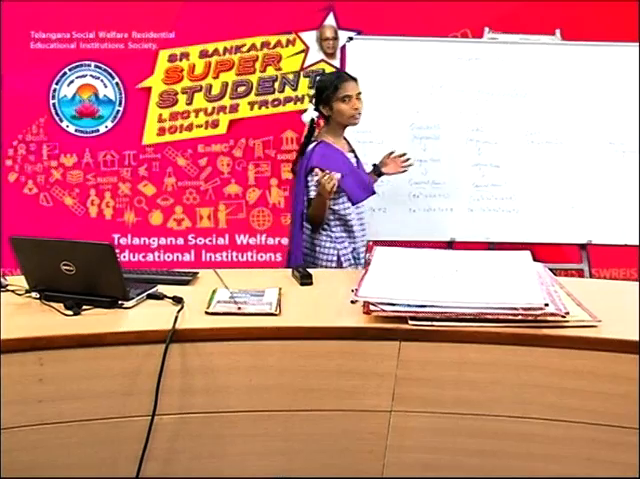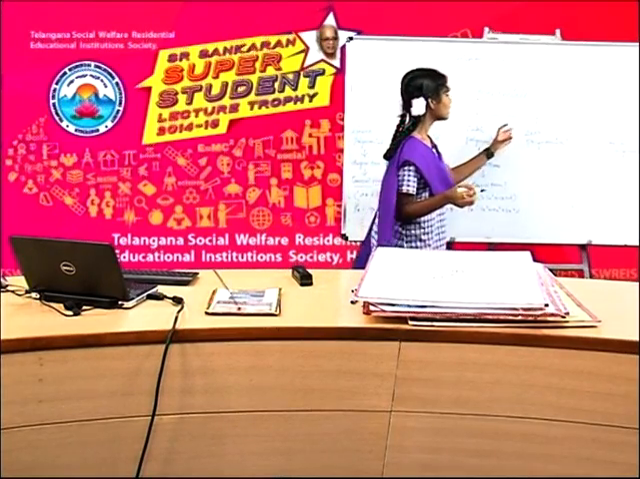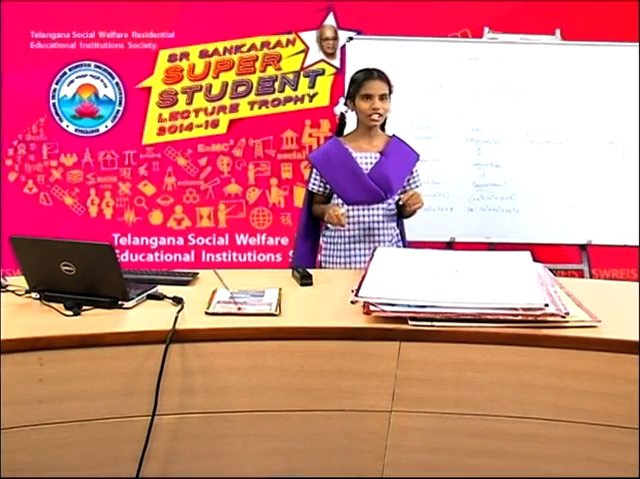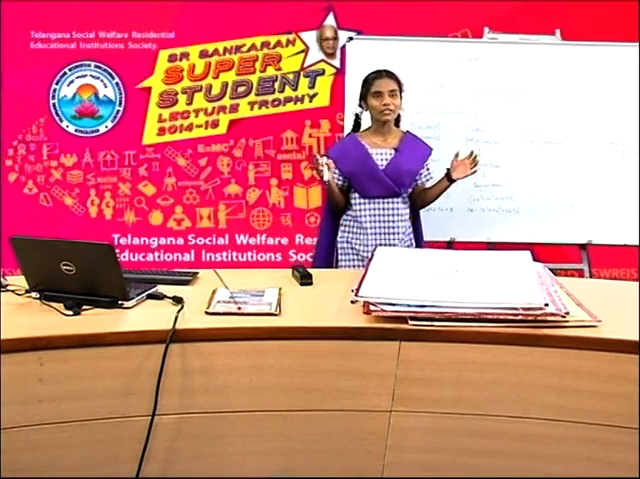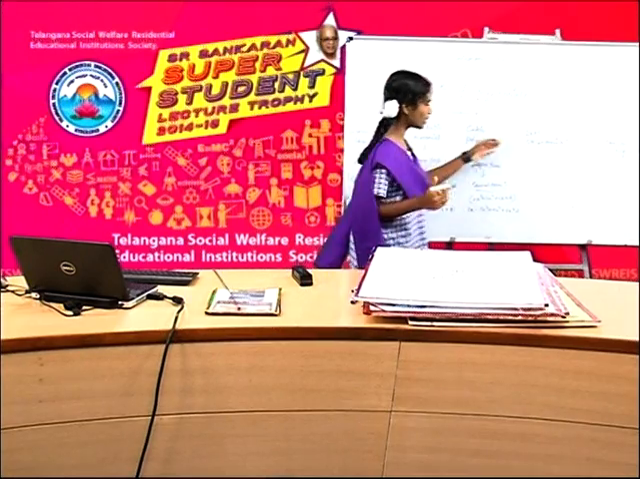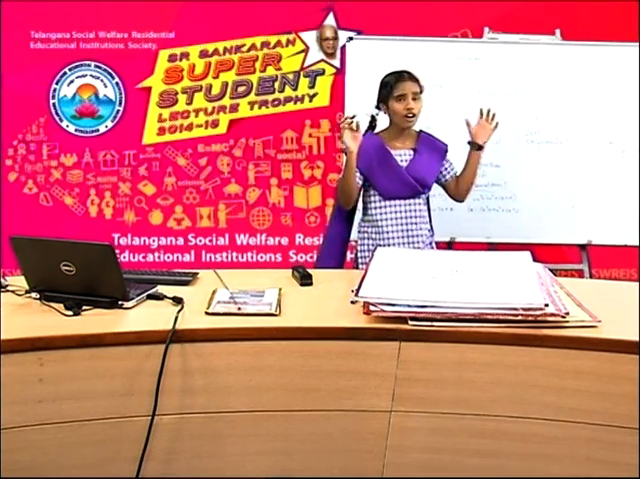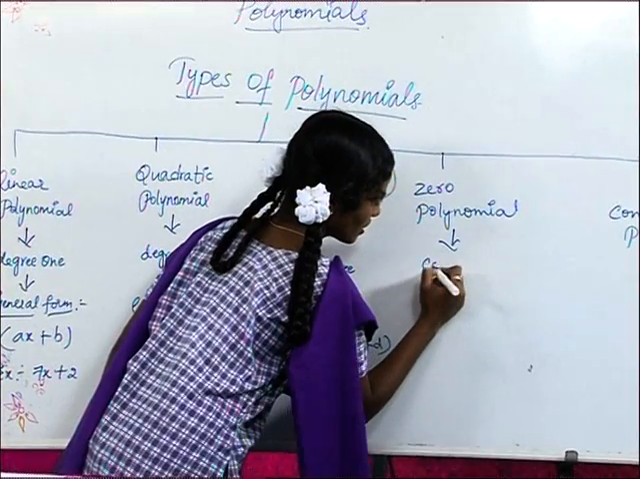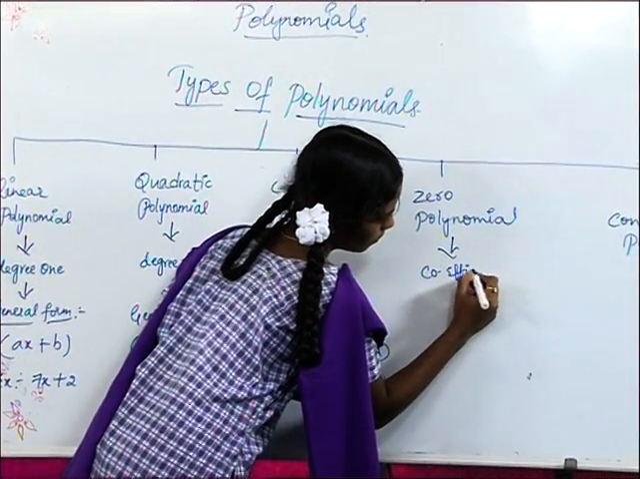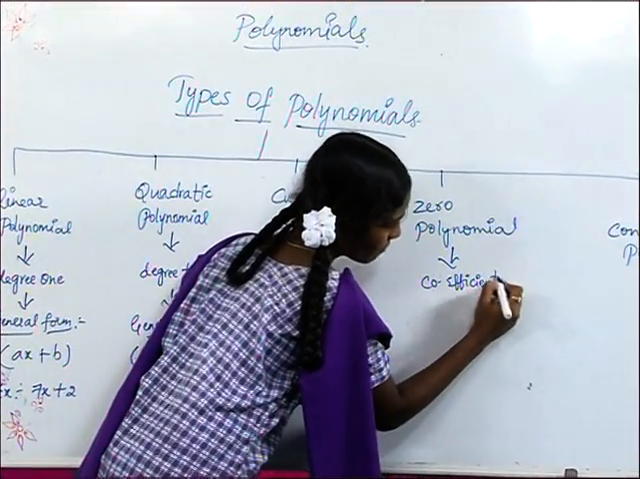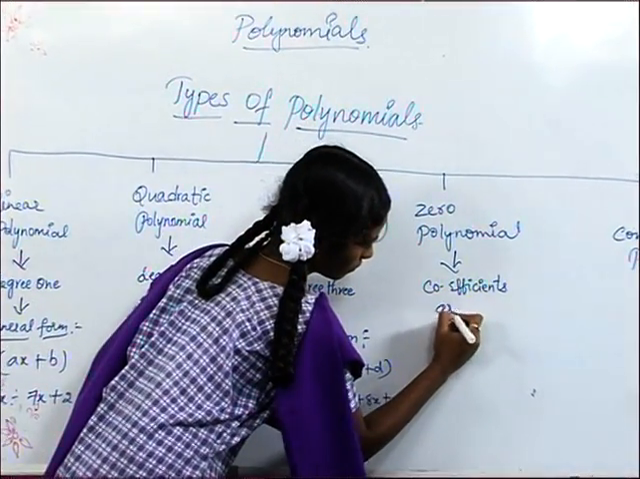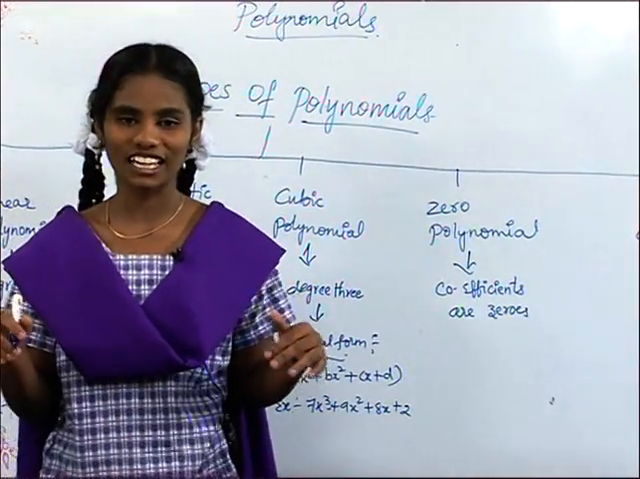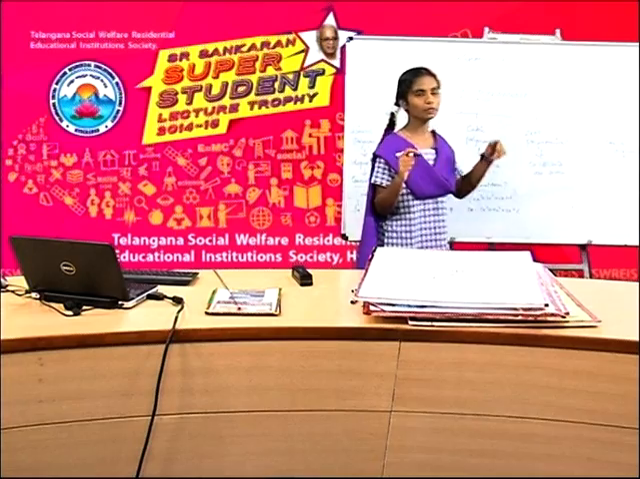Friends, now we are going to discuss zero polynomial. Friends, do you know what a zero polynomial is? Yes, you are absolutely correct. A polynomial in which all coefficients are zeros is called a zero polynomial.